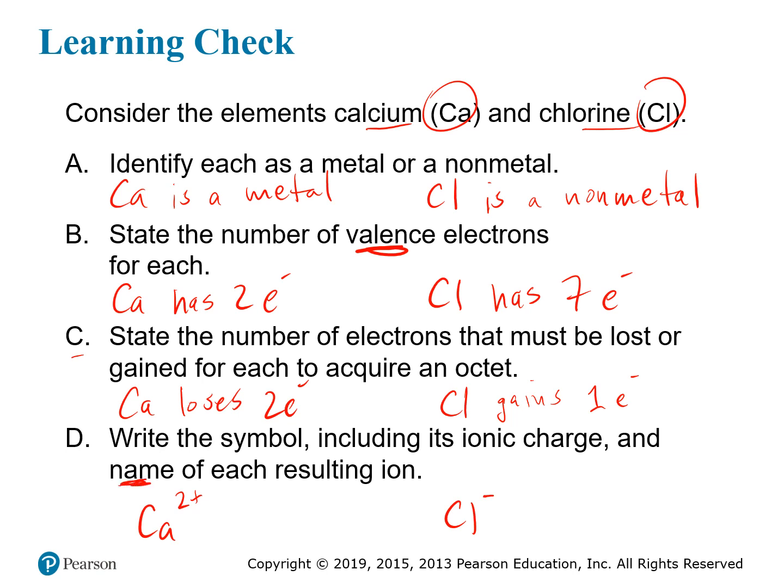What are the names? Well, Ca2+ is just the calcium ion. It's the same name as the element. Chlorine, though, we take the first syllable, chlor, and instead of the -ine ending, we change the ending to -ide. And so this becomes the chloride ion.